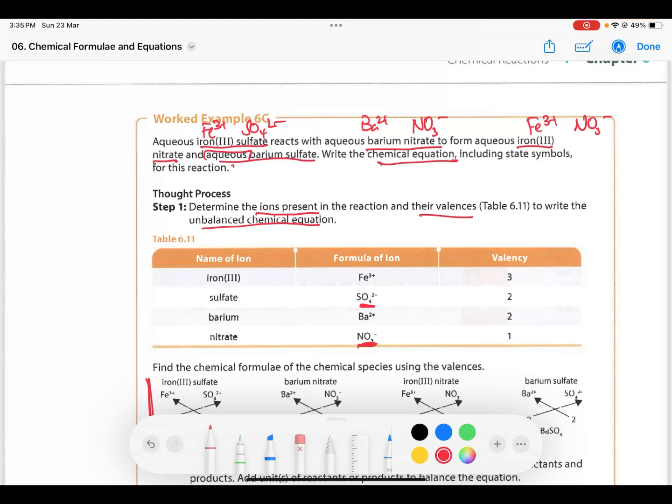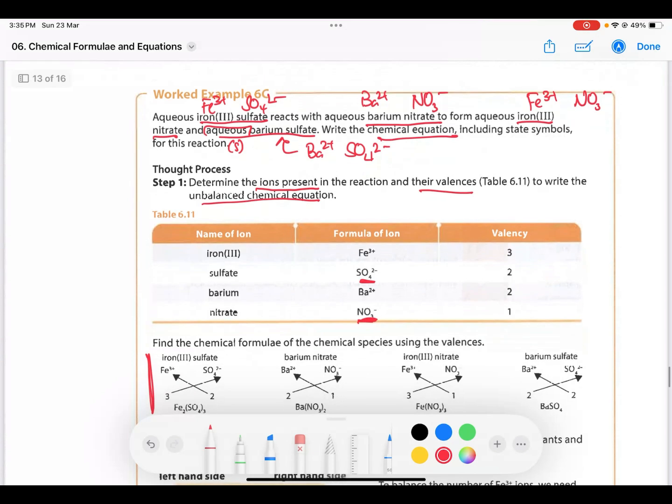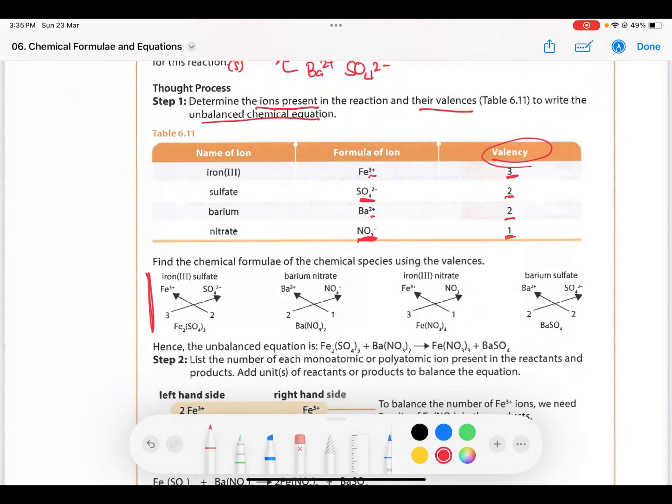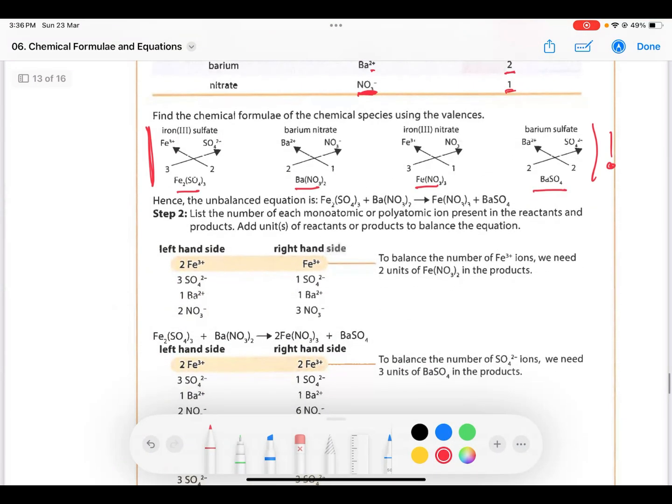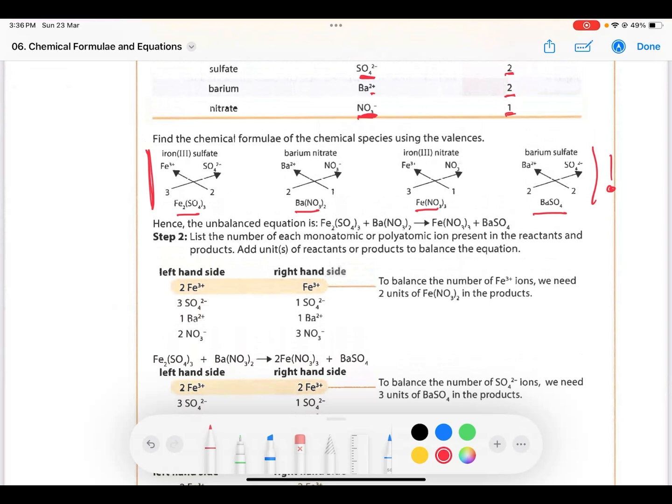Now actually it shouldn't be aqueous, this should be solid. Barium sulfate actually is solid. So barium sulfate over here will be Ba2+ with SO4 2-. Once you identify the ions, then you can go and determine their valency. So Fe3+, valency 3, SO4 2-, valency 2, Ba2+, valency 2, NO3-, valency 1. Then you can go about doing the crisscross method and get each of their formulas. I want to highlight that this step of getting chemical formulas is critical. Once I know the chemical formulas, then I can write my unbalanced chemical equation. So this is my unbalanced chemical equation. I'll just highlight in blue.